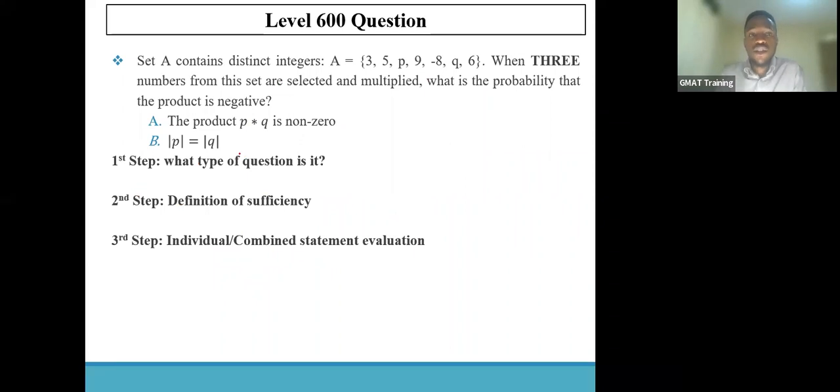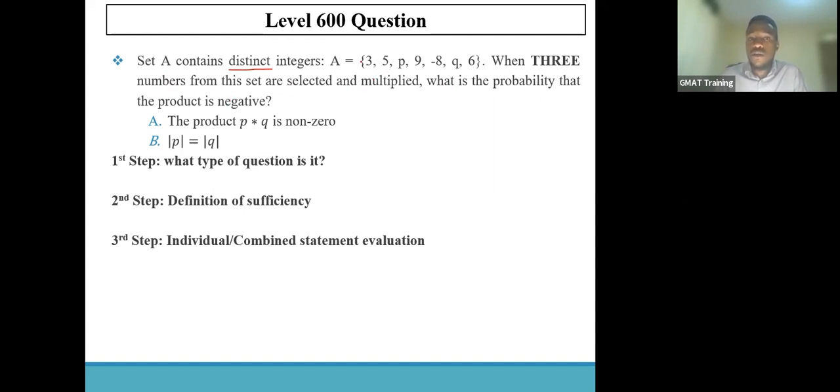So the question states that set A contains distinct integers, that is 3, 5, P, 9, -8, Q6. Remember that you're told that these integers are distinct. This is the first keyword that you need to note. Then when 3 numbers from this set are selected and multiplied, what is the probability that the product is negative?